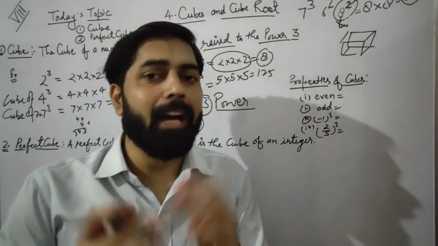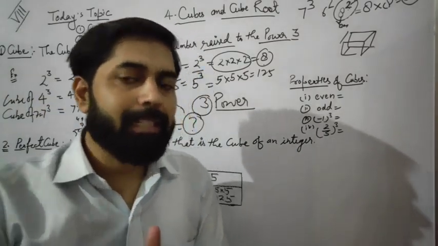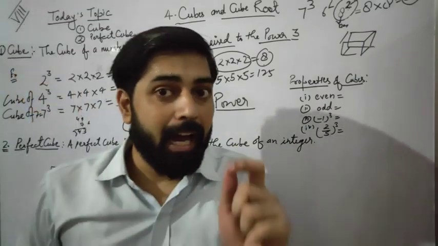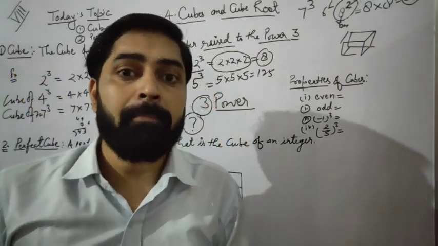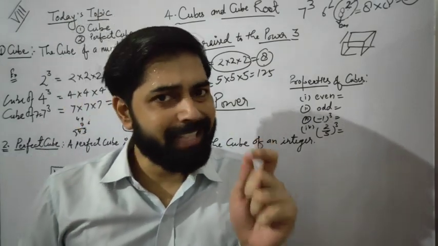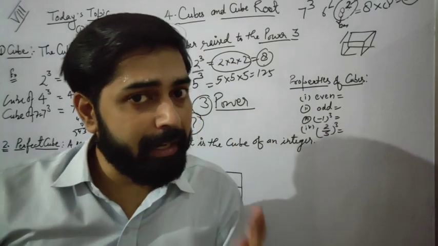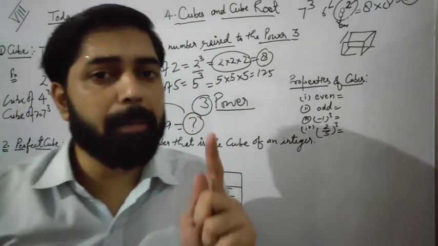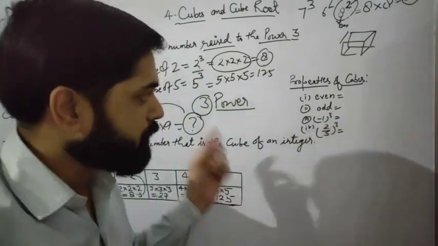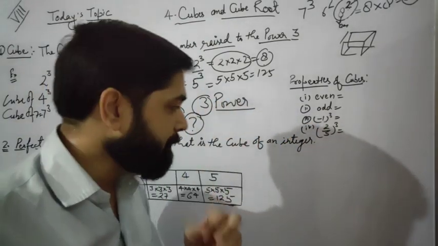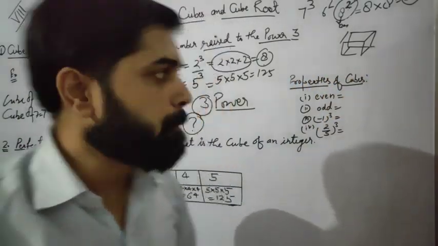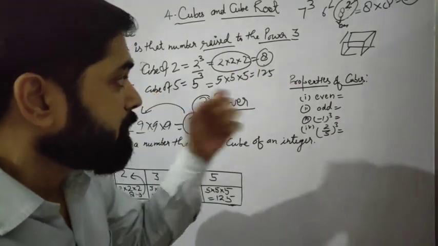And how can we examine the perfect cube? Whether the given number is a perfect cube or not. हम कैसे एग्जामिन करेंगे, कैसे चेक करेंगे कि नंबर परफेक्ट क्यूब है कि नहीं? Same as a square. जैसे आप स्क्वायर चेक करते हो कि परफेक्ट स्क्वायर है कि नहीं. You know very well. So before the examination, firstly we discuss the properties of cube. Properties of cube. So what are the properties?